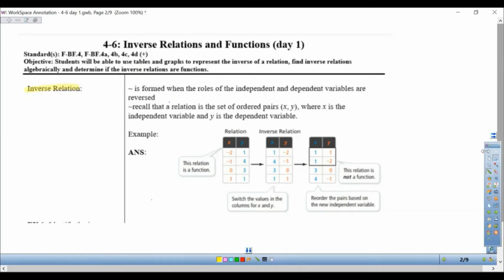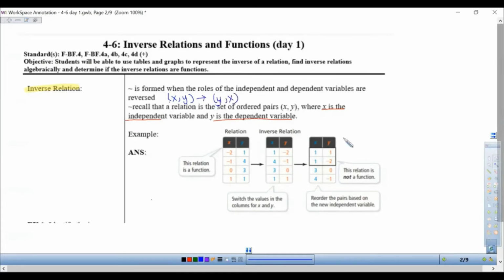So an inverse relation is formed when the roles of the independent and dependent variables are reversed. Remember that x is the independent variable and that y is the dependent variable. So they're telling us that we're just switching x and y. So if I have my original relation and I have a point (x, y), that means that the inverse will have a point (y, x).